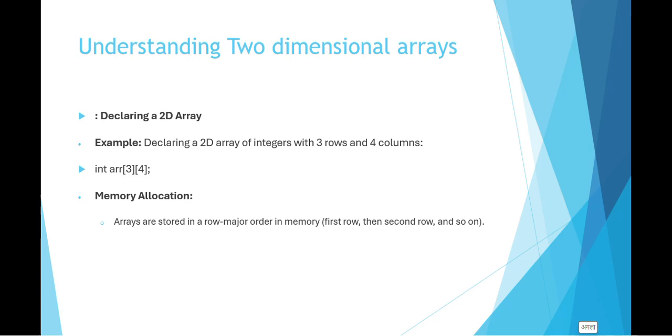Next, memory allocation. How do we allocate the memory in a two-dimensional array? Arrays are stored in row major order in memory: first row, then second row, and so on.